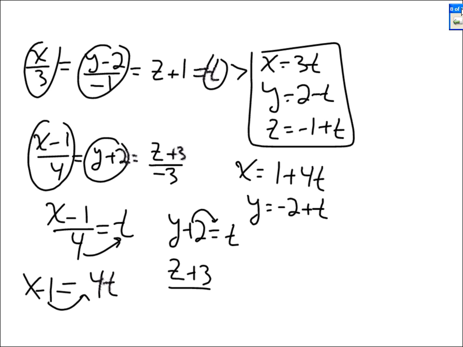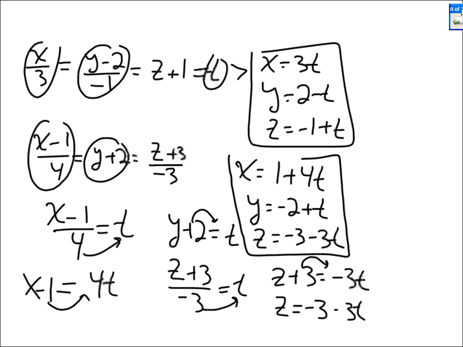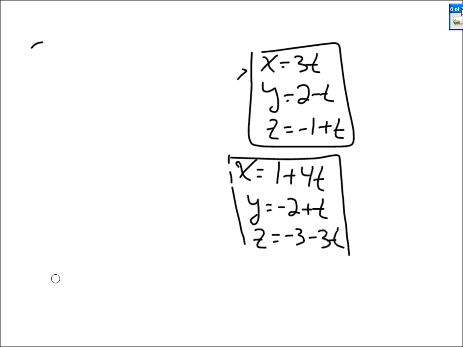Z plus 3 over negative 3 is t. Multiply, and you get z plus 3 is negative 3t. Bring this 3 over as negative 3. So z is equal to negative 3 minus 3t. This is the equation of the second line in parametric form. I described the second line and the first line in parametric form, where the parameter is t.